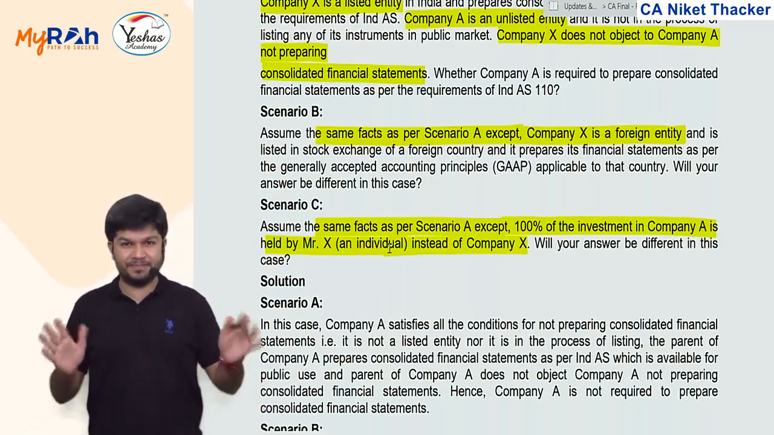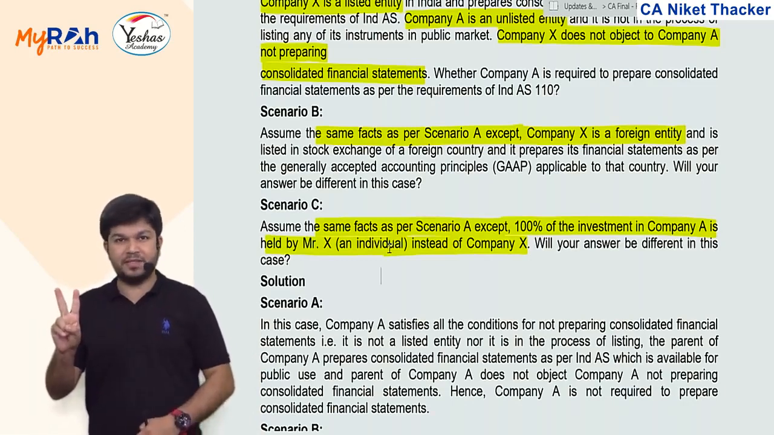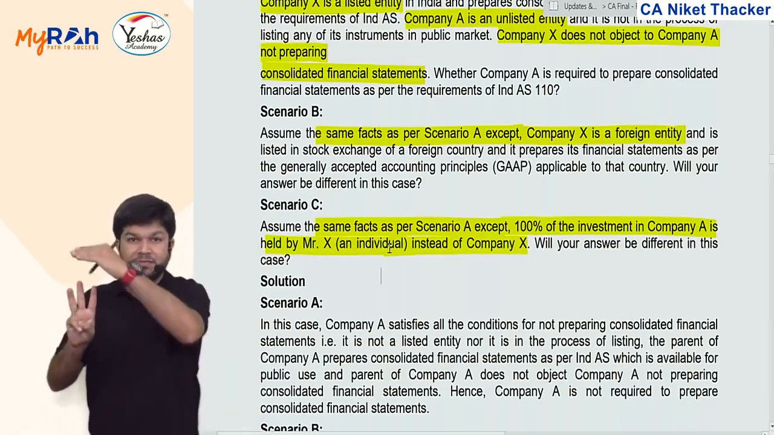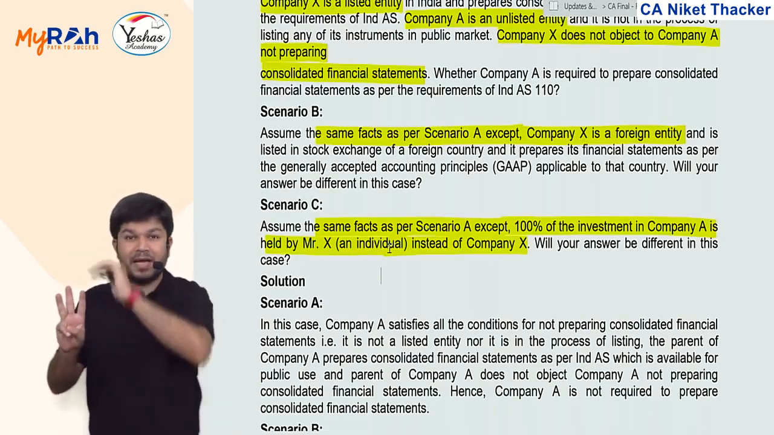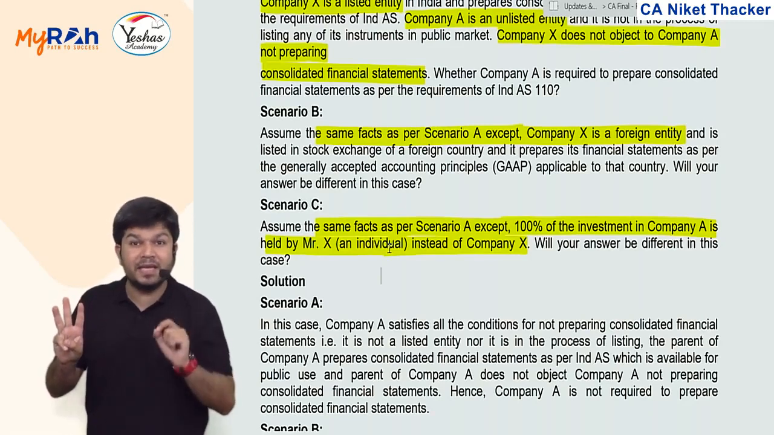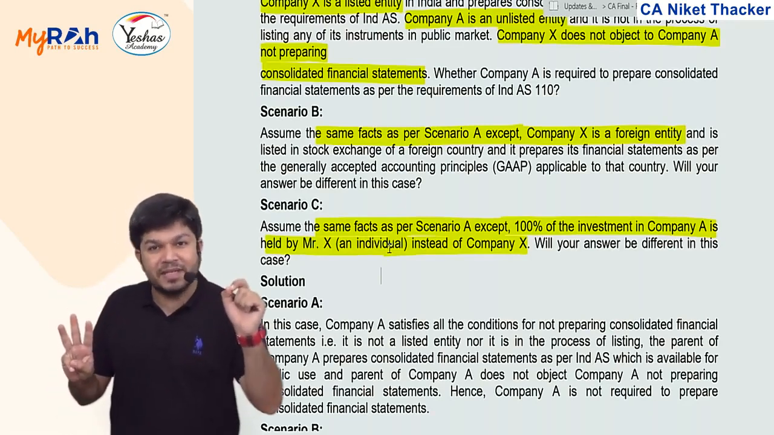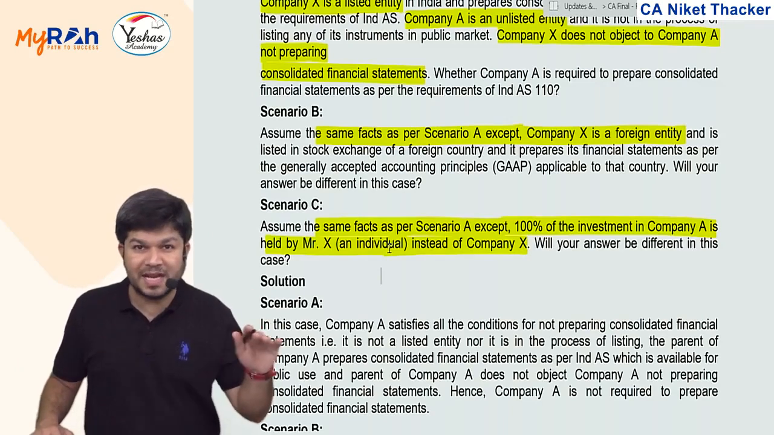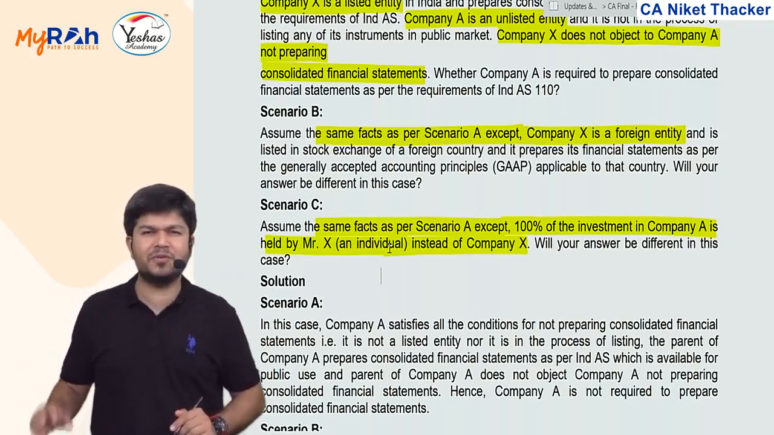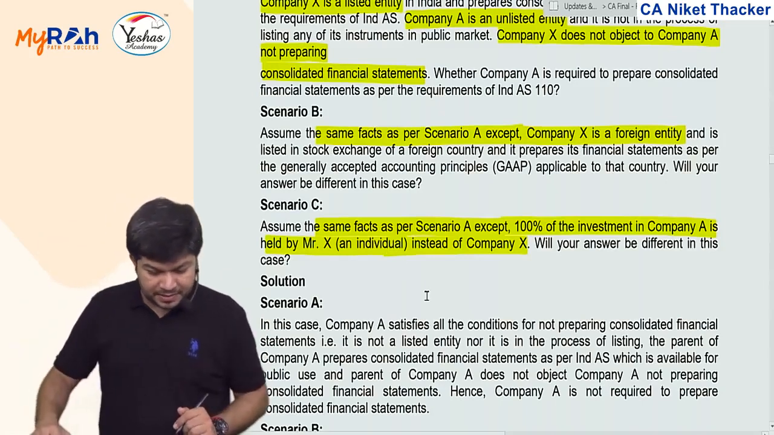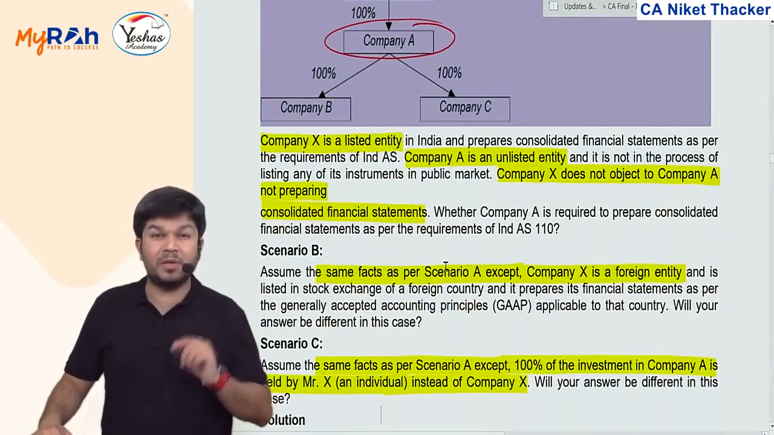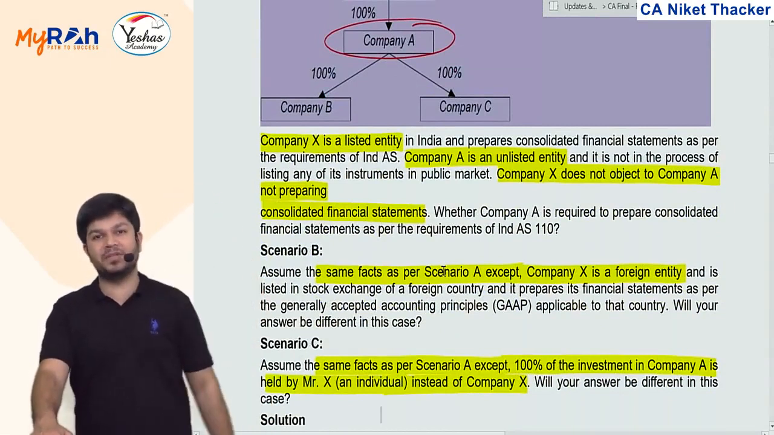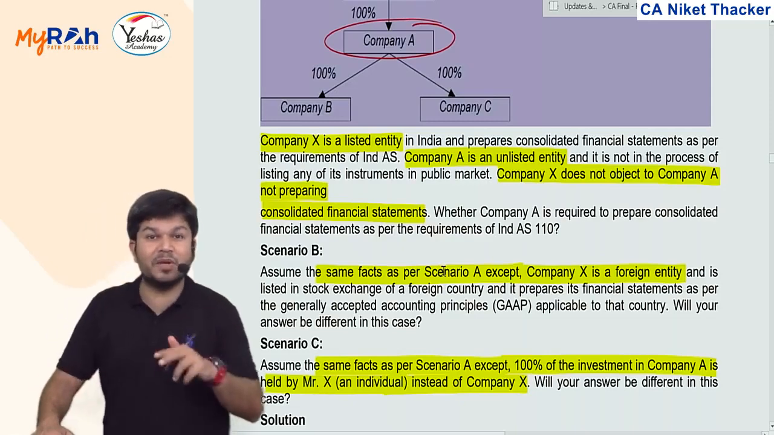So sir, when is the exemption available? One, you are unlisted. Second, your shareholders don't object to you not preparing CFS. And third, the parent above you, the ultimate parent or intermediary parent, is preparing financial statements as per Ind AS. So they are preparing CFS as per Ind AS. In the first case, all things are satisfied, so they are exempted. In the second scenario, the parent is a foreign entity and will not be preparing financials as per Ind AS. In the third case, your parent is an individual and doesn't prepare as per Ind AS, so again the exemption will not be available.